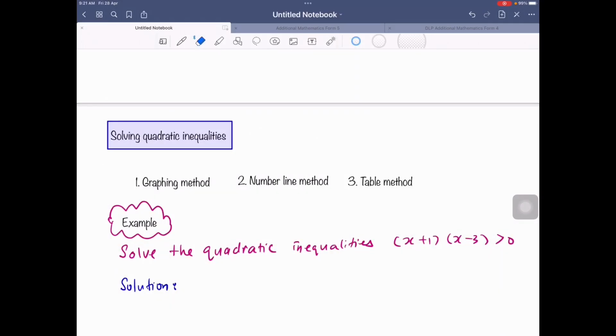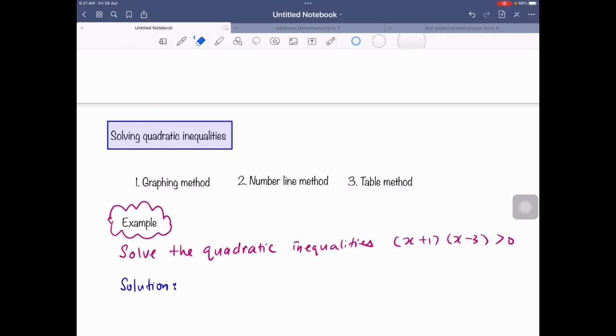Hi students, today we are going to discuss how to solve quadratic inequalities by three different methods. The first method is the graphing method, the second method will be the number line method, and the third method will be the table method. Let's look at the example. Solve the quadratic inequality (x + 1)(x - 3) > 0.